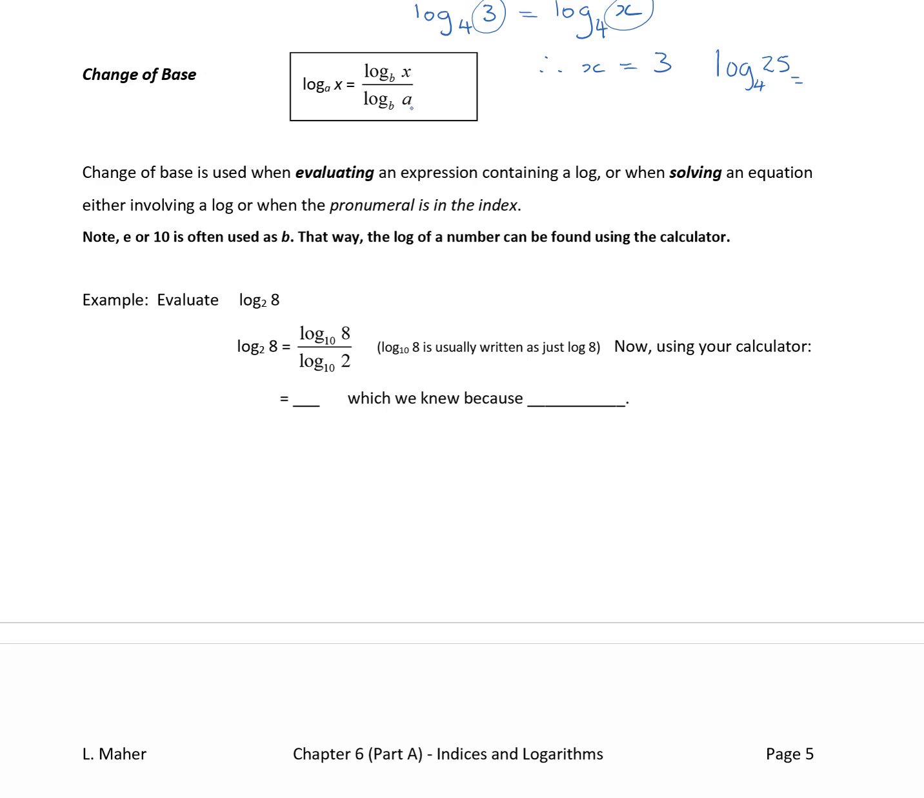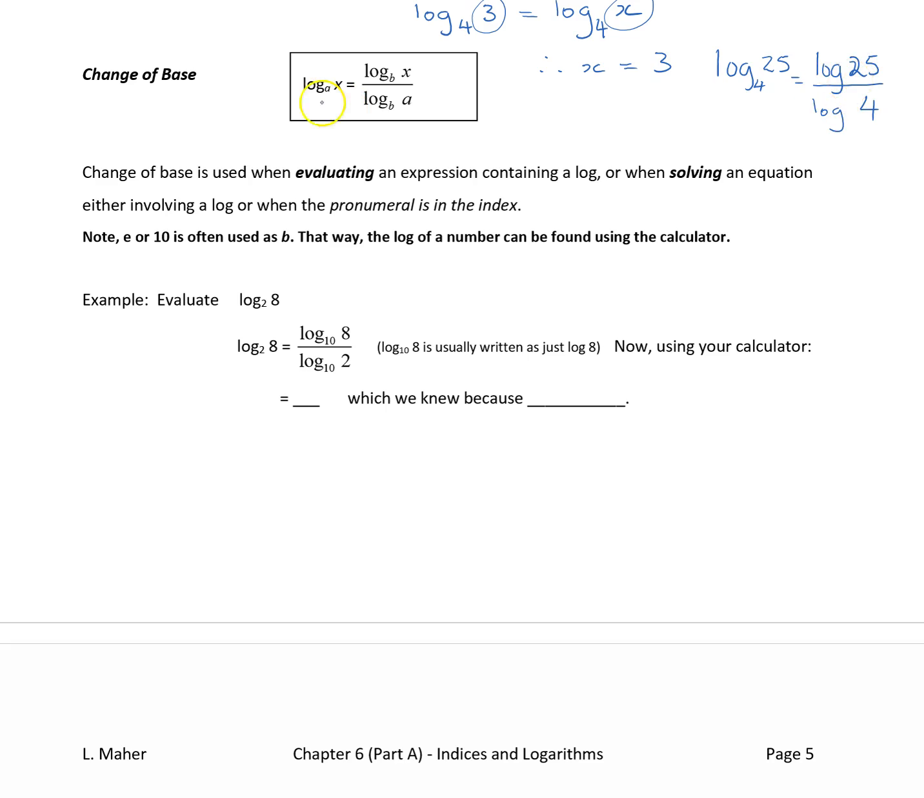Now, if I'm considering using my calculator, I'm going to make my new base be 10. On the calculator, that's simply using the log button. So I'd have log 25, because it's saying log of the number, divided by the same base, log to base 10 in this case, of 4. So I would be able to go to the calculator and evaluate log of 25 divided by log of 4.